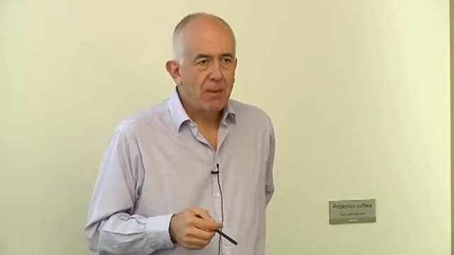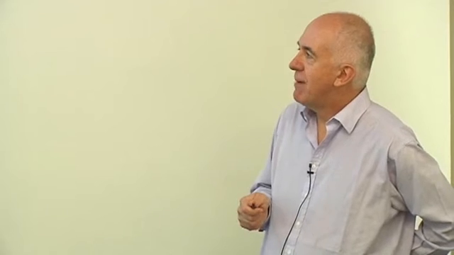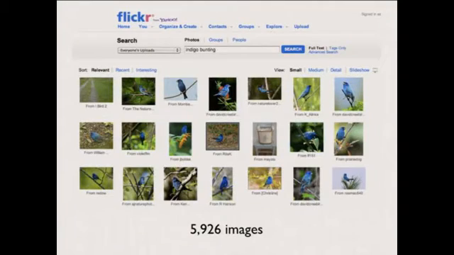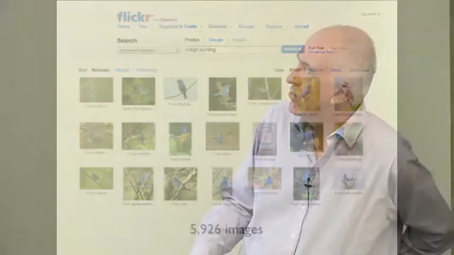A more subtle problem is this one, the indigo bunting. The indigo bunting is a beautiful little bird, and it happens to be very similar to an unrelated bird called blue grosbeak. They're almost indistinguishable to the untrained eye. Here you have some of the ones and some of the others. So these are results of typing indigo bunting into Flickr.com 3 or 4 years ago.